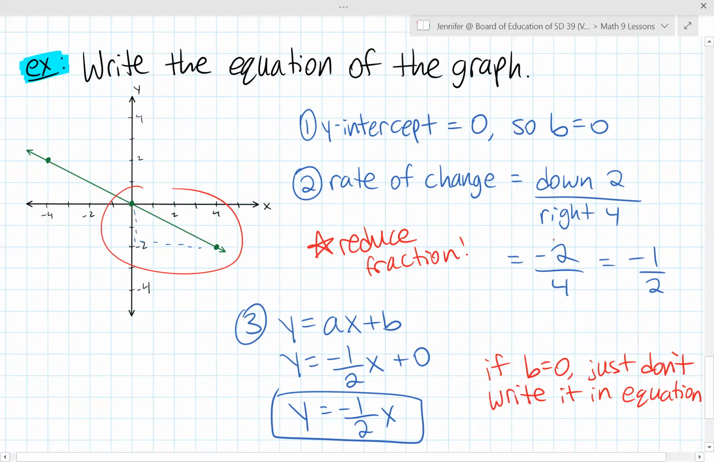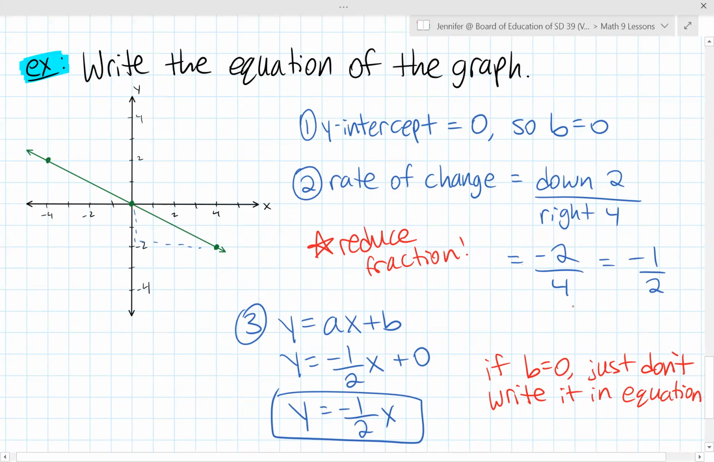The reason it's -2 is because anytime you're traveling down, that's negative. If you're going to the right, it's positive. But remember, you have to always reduce your fraction. -2/4, it reduces to -1/2. So make sure you reduce it.